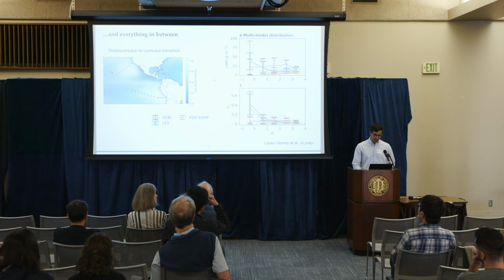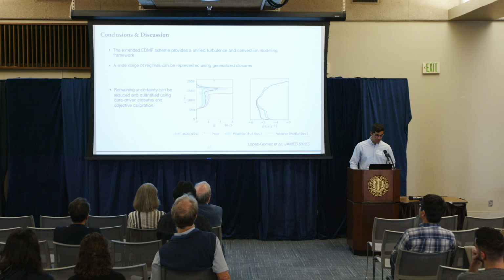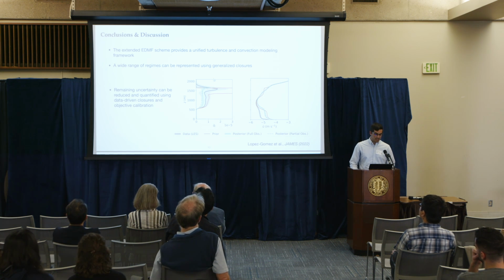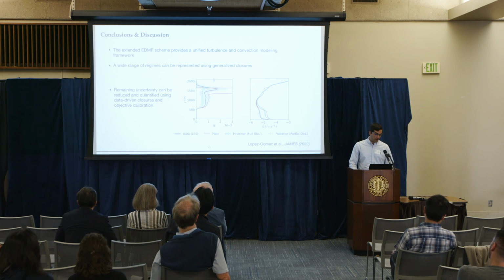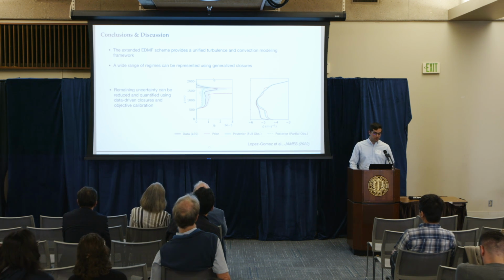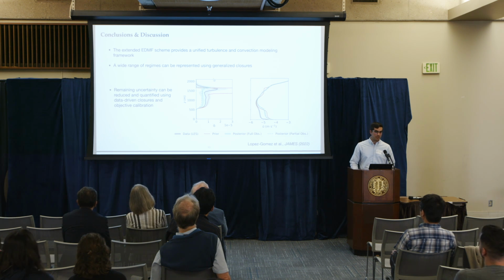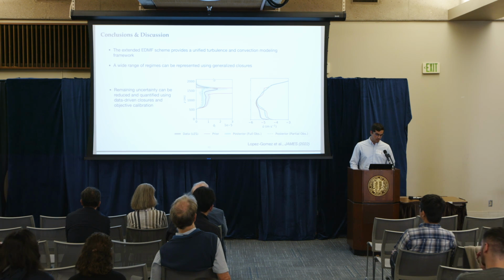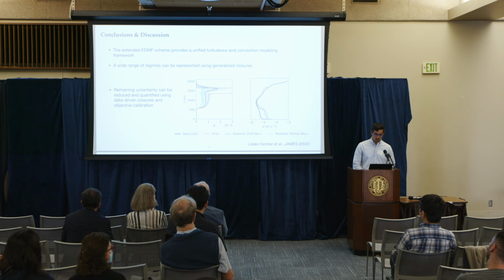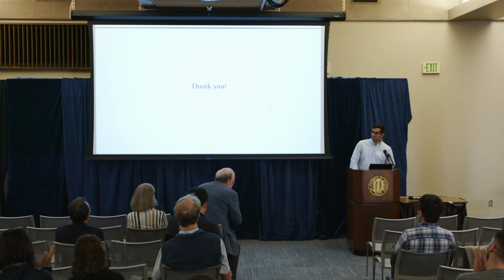And so that's the end of the results that I wanted to show. Some of the conclusions are that with the extended EDMF scheme, we're able to provide a unified turbulence and convection modeling framework. We've also seen that a wide range of regimes that we've tested can be represented using generalized closures without having to resort to switches in our scheme. And then as we have more and more data coming from large eddy simulations and satellite observations, we can reduce the remaining uncertainty by using data-driven closures and objective calibration. And this has been shown recently with more large eddy simulations in this study. And so with that, I'll take any questions. Thank you.